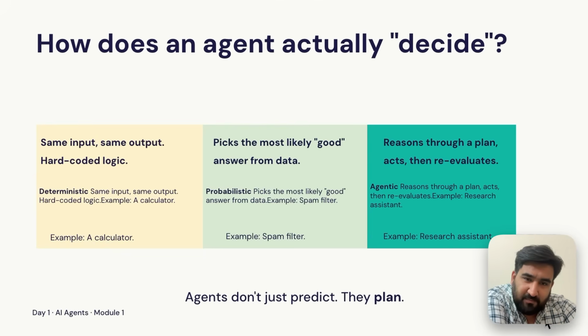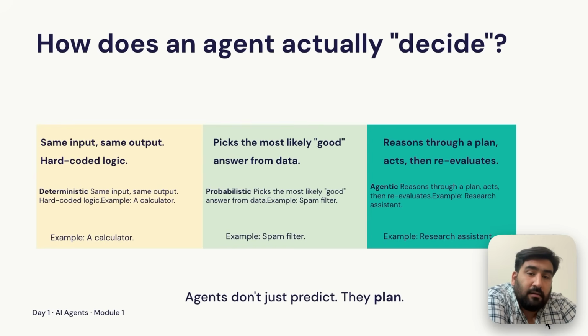Second is probabilistic. The agent picks the most likely good answer based on the patterns it has learned from the data. A spam filter is probabilistic. Is it true or false? Is it a high risk transaction or not? Is it spam or not? It has never seen the email exactly before, but it was trained on millions, maybe thousands and lakhs of data points on whether an email is spam or not. So it estimates based on the probability whether it is spam or not, and then it acts on the probability. That's what the goal is.